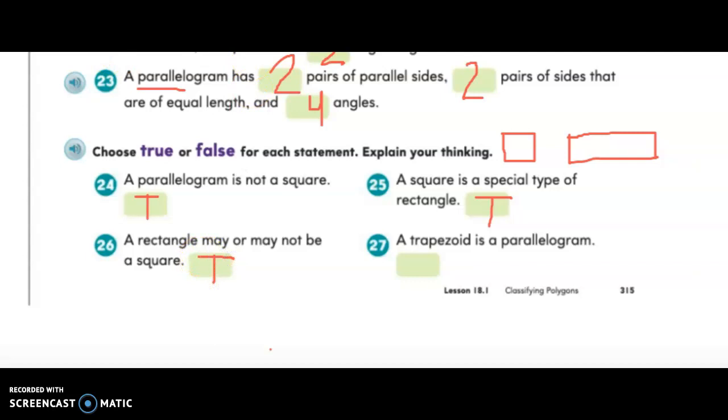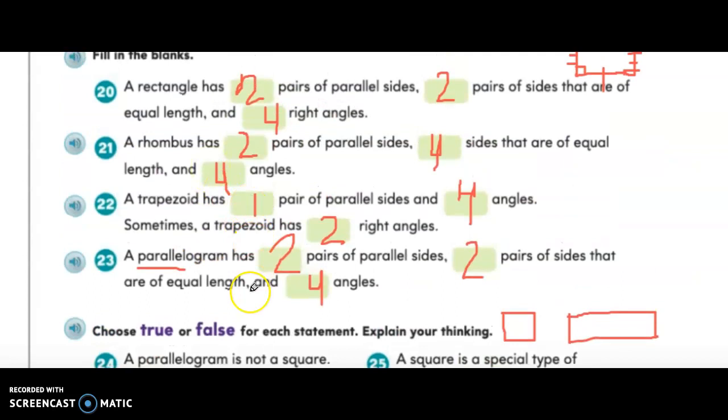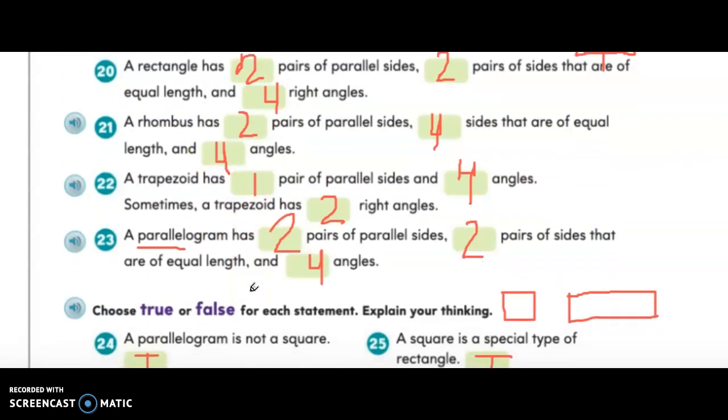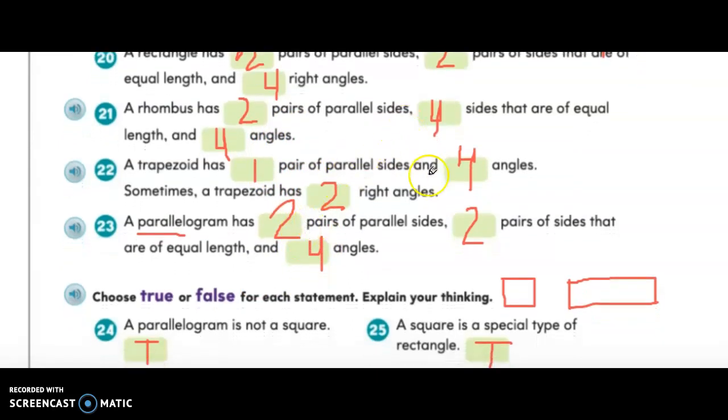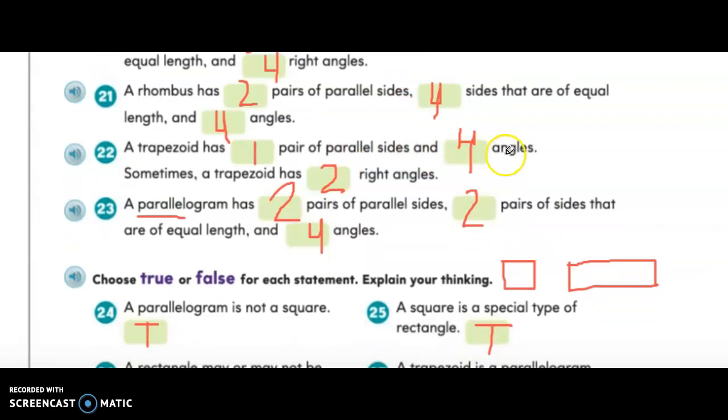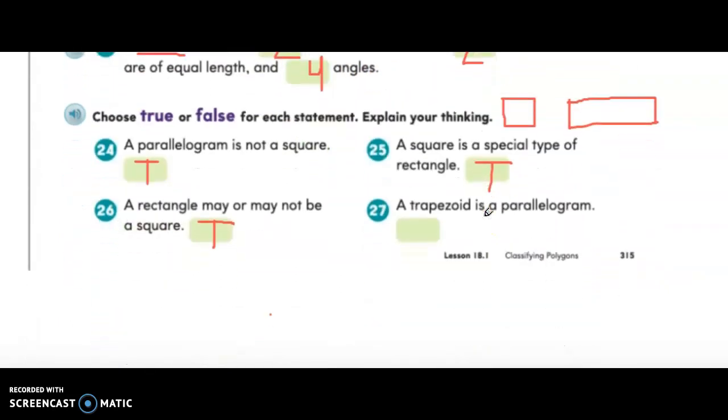Now finally, a trapezoid is a parallelogram. So if we compare trapezoid to parallelogram, this is false because a trapezoid only has 1 pair of parallel sides where a parallelogram has 2. The trapezoid has 4 angles. It can have 2 right angles. A parallelogram will never have right angles. So this is false.